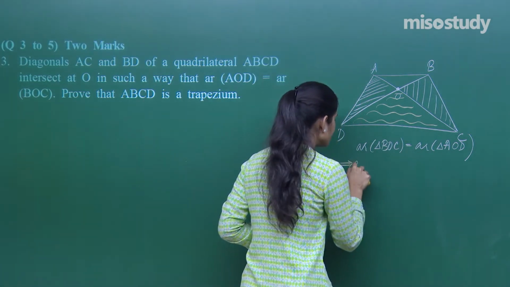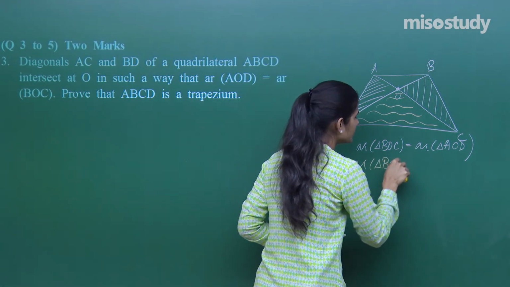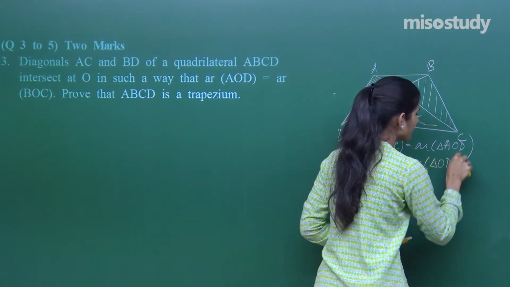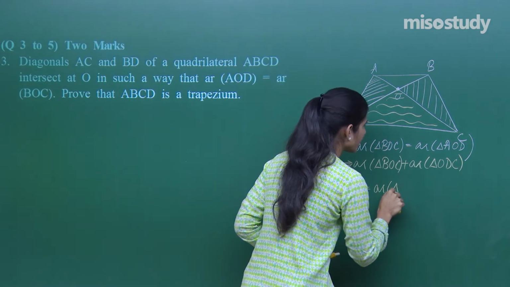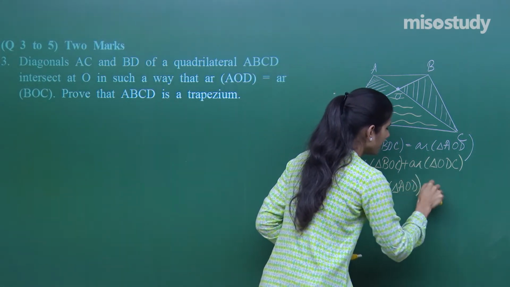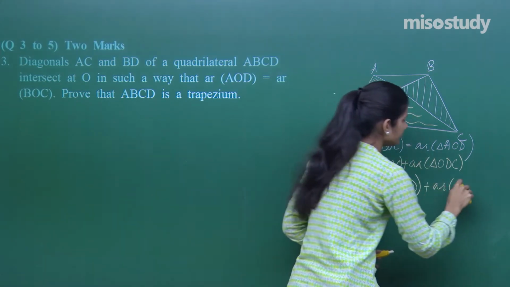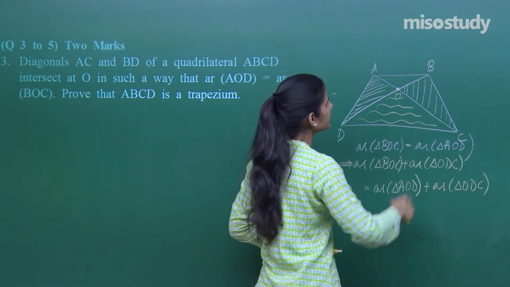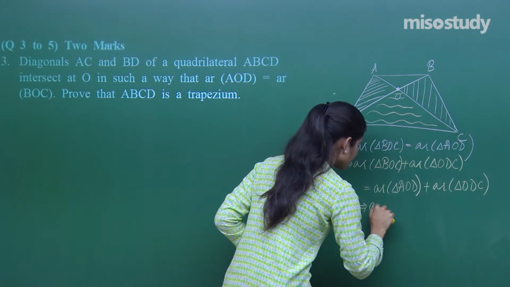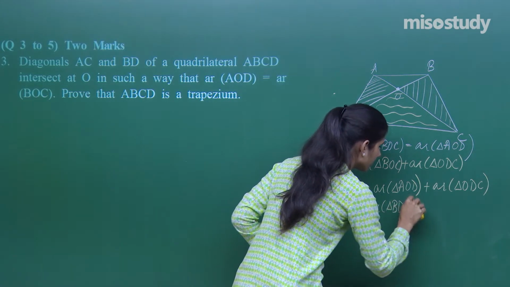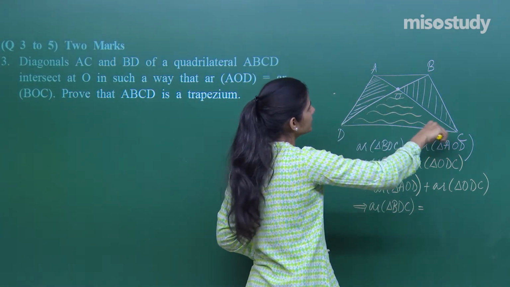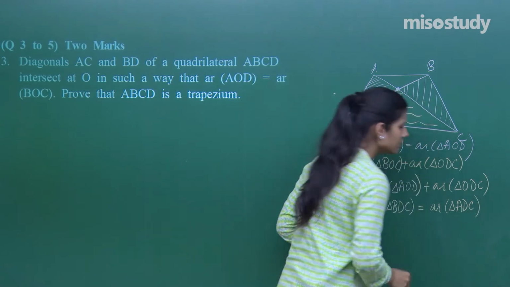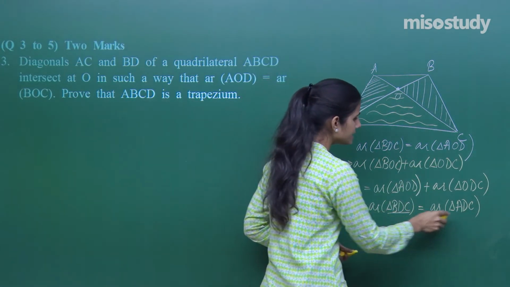So this implies area of triangle BOC plus area of triangle ODC is equal to area of triangle AOD plus area of triangle ODC. This gives me what? BOC's area plus ODC's area gives me area of BDC. And AOD's area plus ODC's area gives me area of triangle ADC. Now please try to observe these two triangles BDC and ADC.